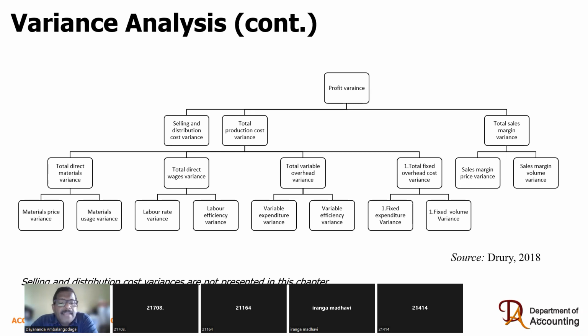Likewise, you will have labor rate and labor efficiency variance, and variable expenditure variance and variable efficiency variance. You see that all the labor related and variable overhead related variances, rate variance, expenditure and efficiency variances are there. Then fixed expenditure variance and fixed volume variance. We will see what those are.